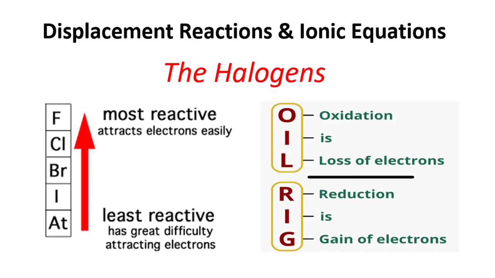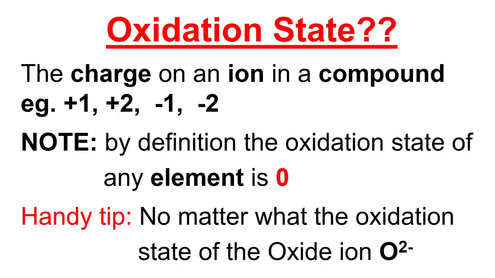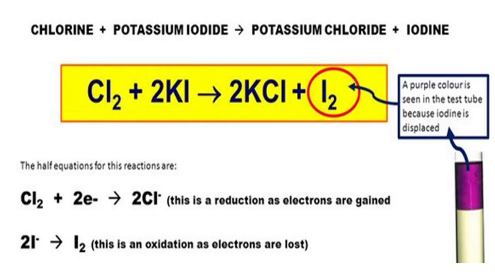So displacement reactions on ionic equations, you need to be able to talk this, and here's where your play pause button will come in quite handy. So what does an oxidation state mean? It means the charge on an ion in a compound. By definition, the oxidation state of any element is 0, and no matter what, the oxidation state of oxygen is O2-. That will actually come in pretty handy. So here's the ionic equations for chlorine displacing iodine as it's more reactive. The chlorine is gaining electrons, it's reduced, the iodine is oxidized.